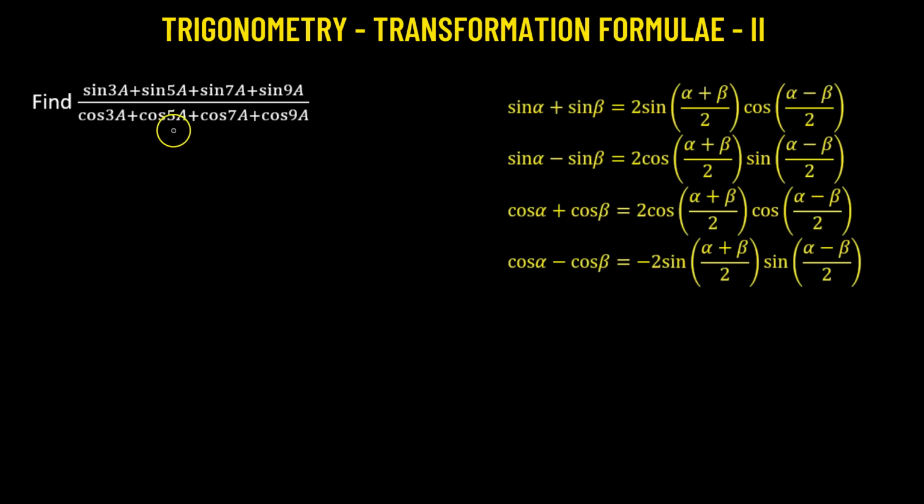So here we need to determine the value of the given trigonometric expression. So let us begin. Here in the numerator we observe that we have the sum of sine functions, and in the denominator we have the sum of cosine functions. Clearly we can use the transformation formula.